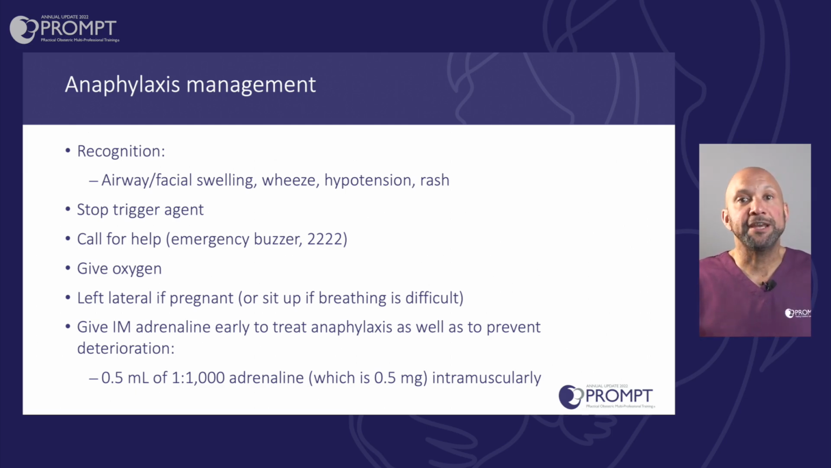And now, emerging evidence suggests that giving intramuscular adrenaline early is important because this both treats the anaphylaxis and prevents any further deterioration. And the dose is 0.5 mils of 1 in 1,000 adrenaline, so that's a concentrated strength. And this is a 0.5 milligram dose, and that's given intramuscularly.